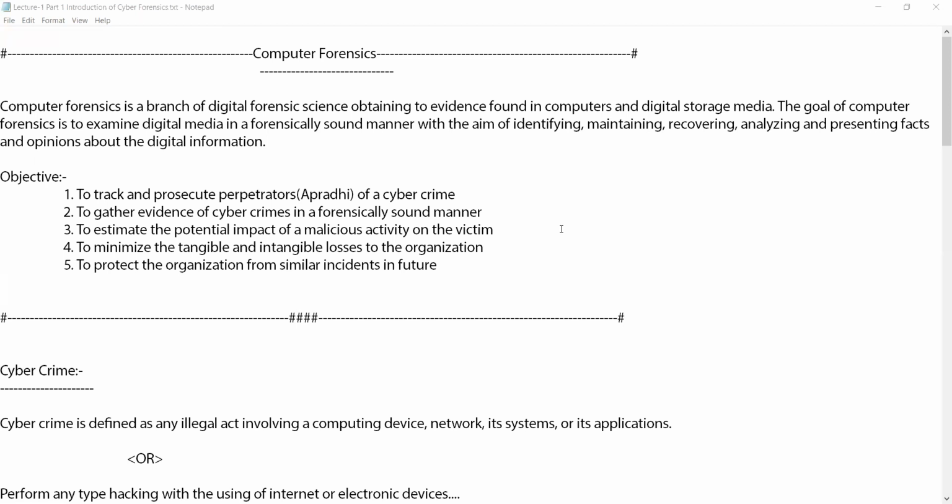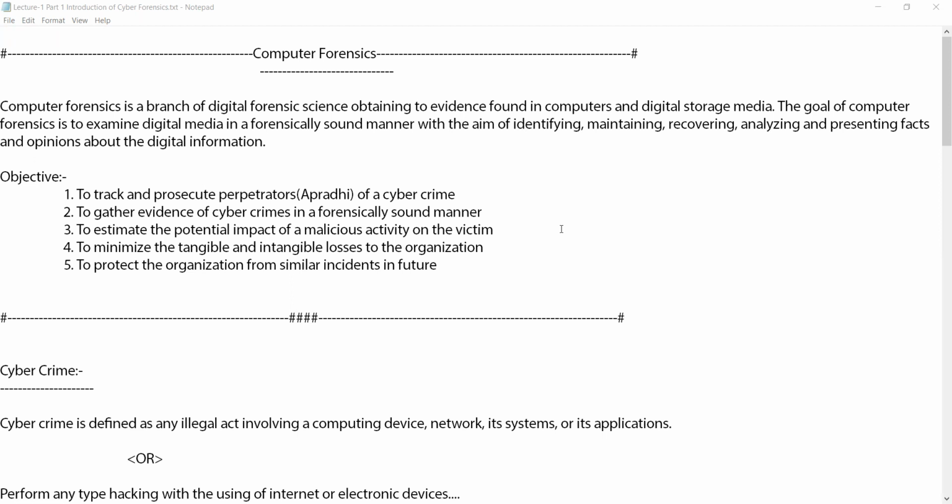As per the definition, computer forensics is a branch of digital forensic science pertaining to evidence found in computers and digital storage media. And the goal of computer forensics is to examine digital media in a forensically sound manner, with the aim of identifying, maintaining, recovering, analyzing, and presenting facts and opinion about that digital information.